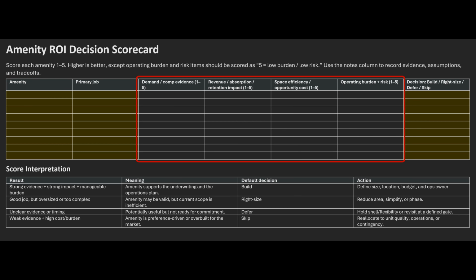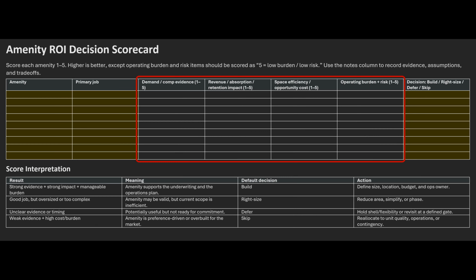Step 2 is scoring. We score the amenity across 4 areas. First is the demand and the comparable evidence. Is there real evidence that the rental profile values this? Second is the revenue, absorption, or retention impact. Does it support the business case? And third, space efficiency and opportunity cost. What does the amenity displace? Could the area support more rentable value, better operations, or a more efficient plan?